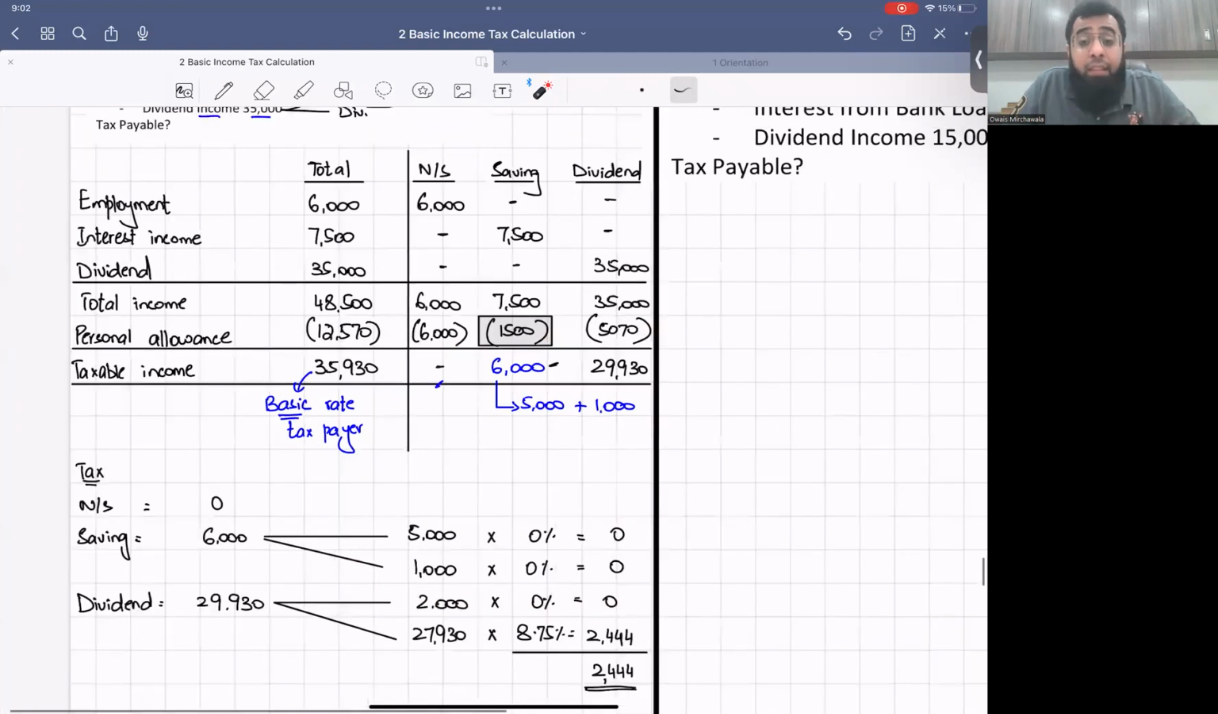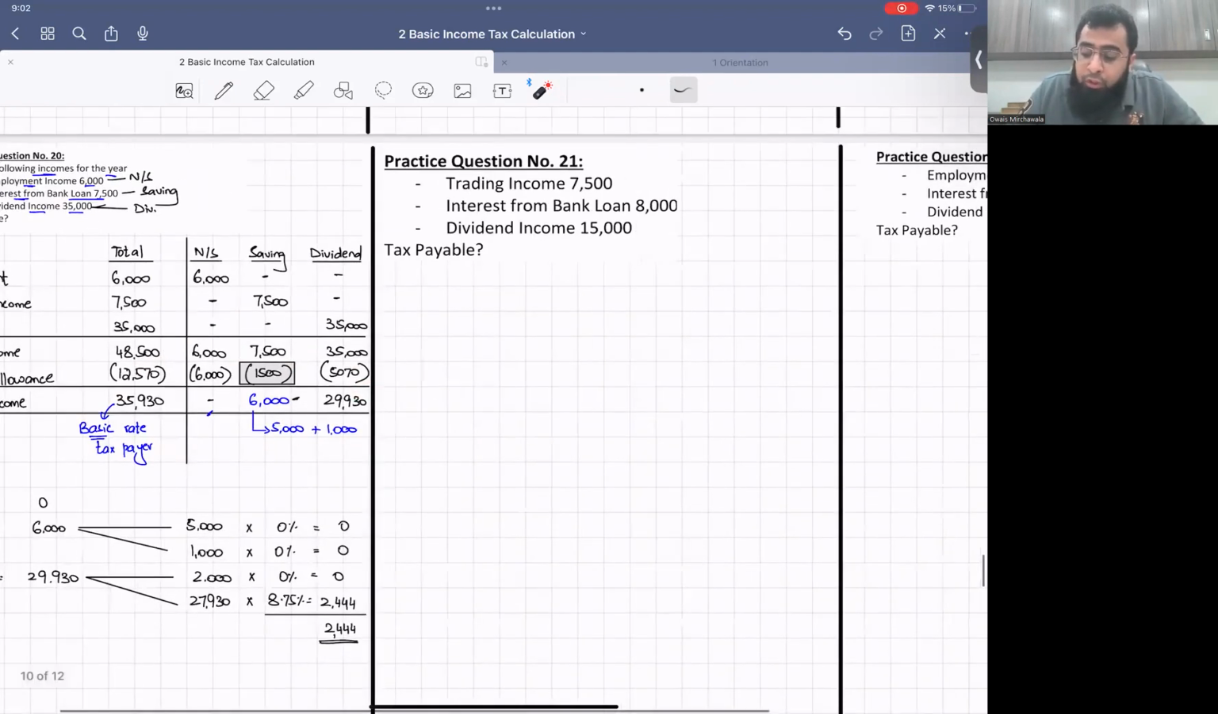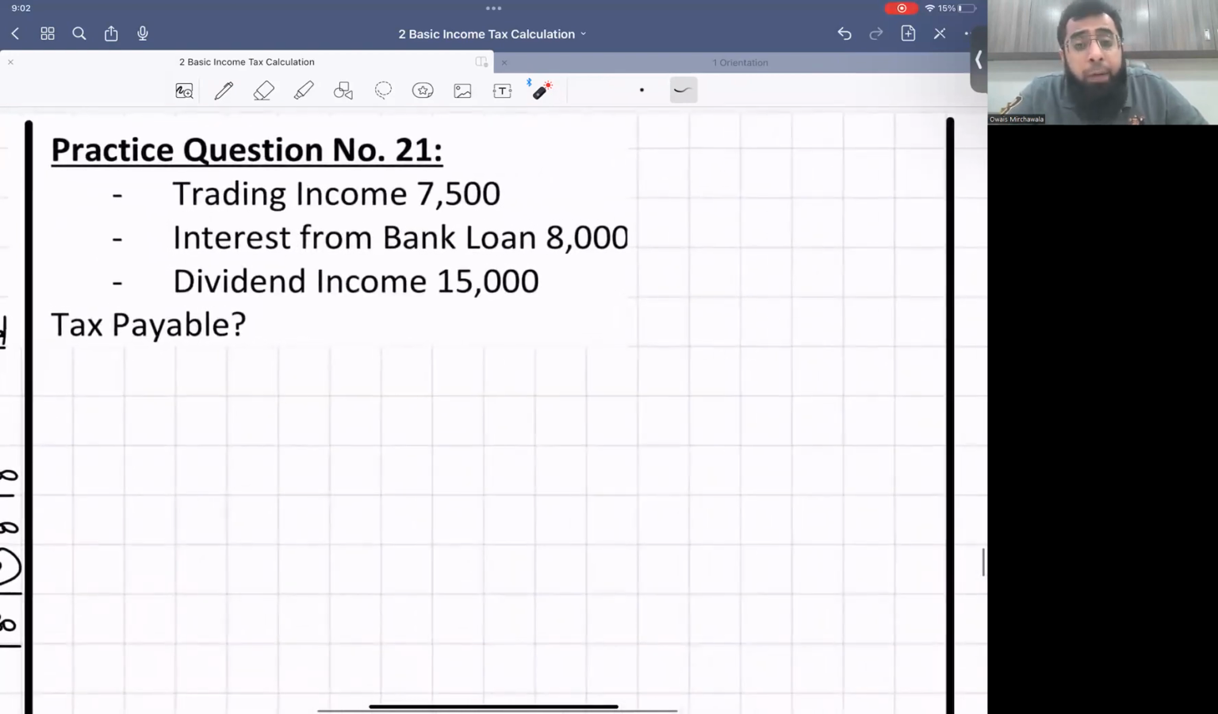I believe that it was not difficult, but still, when you practice the questions, the things will get clear. Okay? So, first non-saving, then saving, but look at the portion which will already be taxed at 0%. And then we go for dividend. Let's look at one more practice question. I want you all to listen to me carefully. Okay? If you want, you can pause the recording and try it on your own also.